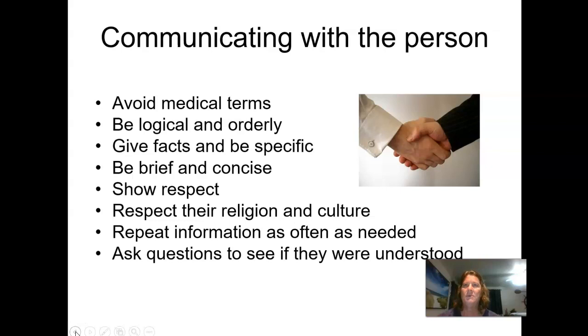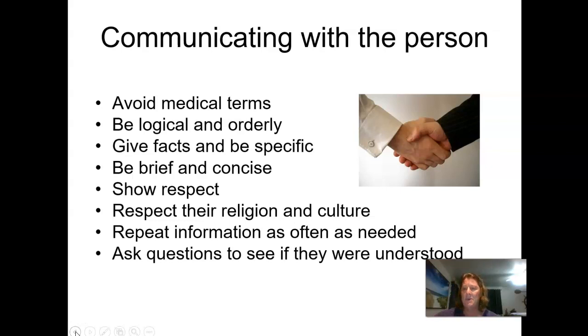When we talk with the person, we want to use the most correct terminology that the person can understand. We want to be logical and orderly. And we want to talk to them in a way that the information we're presenting makes sense to them. Be brief and concise. Always show them respect and respect their religion and culture. We may need to repeat information as often as needed.